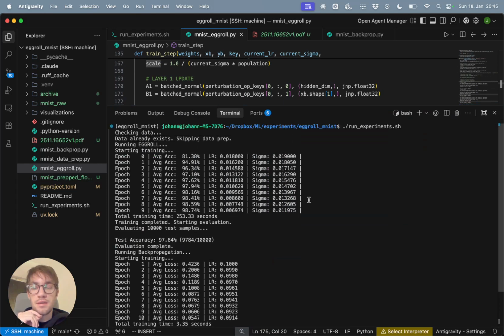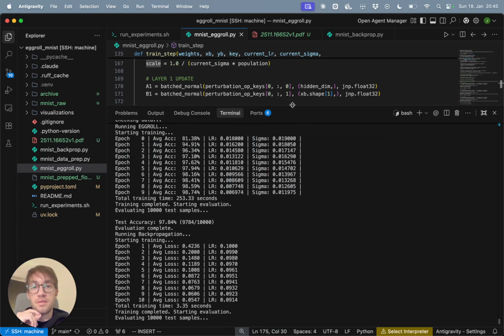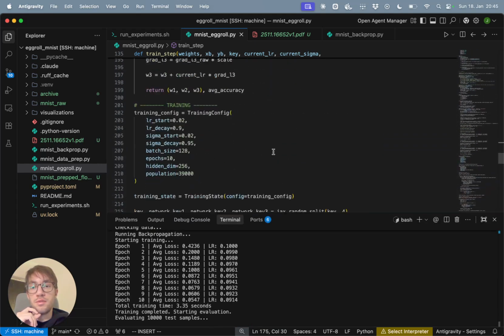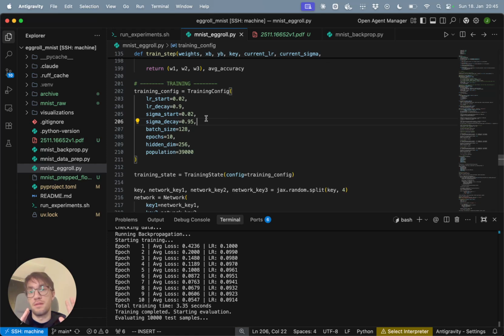Now that the comparison has also finished, we can look at this. I used a learning rate schedule for ES, and also a sigma schedule for the noise spread. But I also did a hyperparameter search for backprop, so for both, just to have a fair comparison of what both are capable of. The architecture of the models that the two algorithms are training is exactly the same: same batch size, same number of epochs, same number of hidden units.